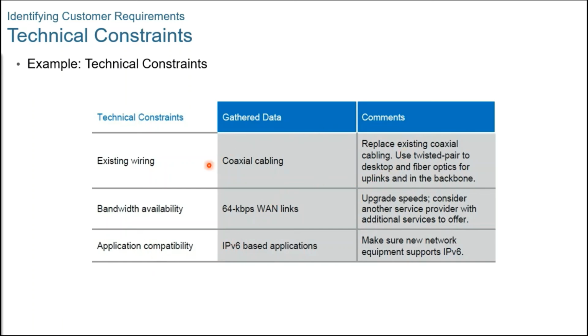Now, the table here presents sample technical constraints gathered for our Corporation X. Under existing equipment, the designer notes that the coaxial cabling in the LAN physical cabling plant still exists and comments that twisted pair and fiber optic should replace it. So there is a need for an upgrade on the infrastructure. Bandwidth availability indicates that the one service provider does not have any other available links aside from 64 kbps WAN links. So the organization should consider changing to another service provider, that being the case. And then application compatibility suggests that the designer should take care when choosing the equipment. This should support IPv6 based applications.